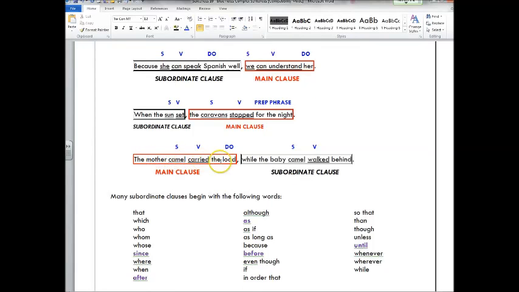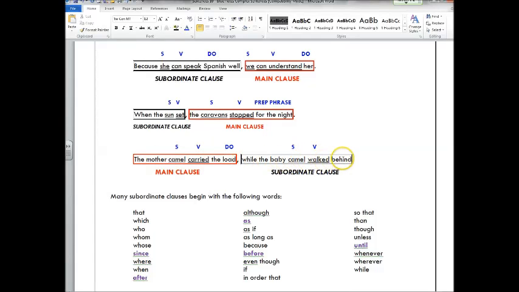The mother camel carried the load while the baby camel walked behind. The mother camel carried the load is a complete thought. I could put a period here. It would make sense. You're not left wondering anything. Camel is your subject. Carried is your verb. Load is your direct object. This is your main clause.